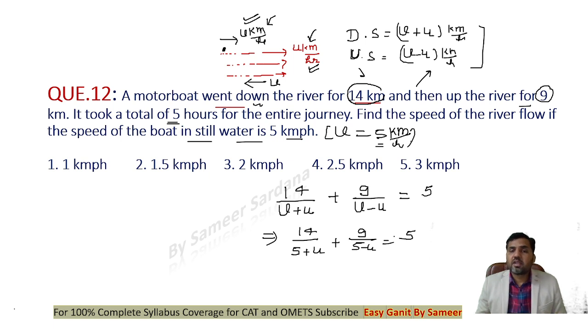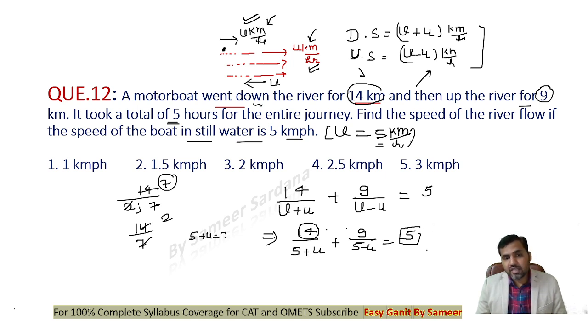Now guys, instead of making a quadratic equation here, you can apply your mind. You can see that the total value is 5 and I have 14 in the numerator. 14 has two factors, 2 and 7. If I take this factor as 2, this value will become 7, but then 7 plus something can never become 5. So the value in the denominator has to be 7 so that this becomes 2. If I take 5 plus u as 7, by hit and trial, u will be 2.